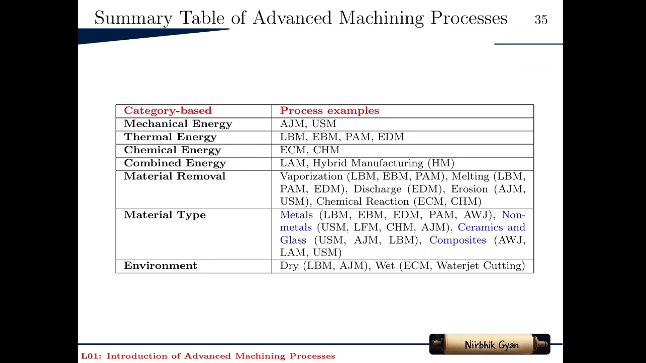So, the summary table of advanced machining processes. Mechanical energy based: AJM, USM. Thermal energy based: laser beam machining, electron beam machining, plasma arc machining, electro discharge machining. Chemical energy based: ECM and chemical machining. Combined energy: laser assisted machining and hybrid manufacturing. Environment: dry, LBM, AJM; wet, ECM, water jet cutting.